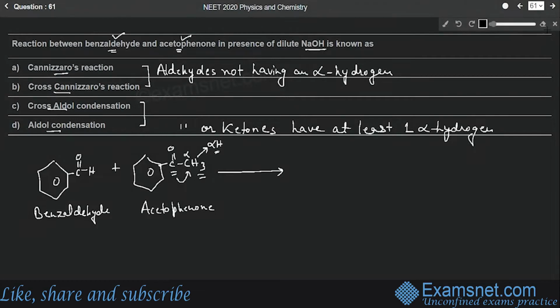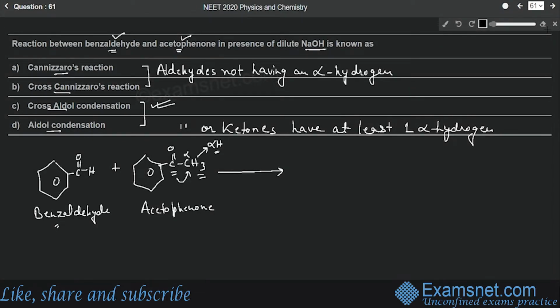Got it? Now, out of aldol and cross aldol, we have to determine which one will take place. Aldol condensation takes place when two similar molecules react with each other. For example, if two benzaldehyde molecules react with each other, or two acetophenone molecules react with each other, then aldol condensation will take place. But in case of cross aldol, two different molecules react with each other. So here we have two different molecules, one is benzaldehyde, the other is acetophenone. So which one will take place? Cross aldol reaction will take place. That means option C will be the correct answer.